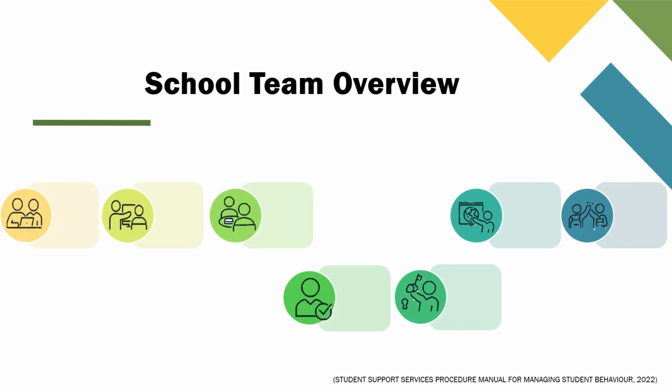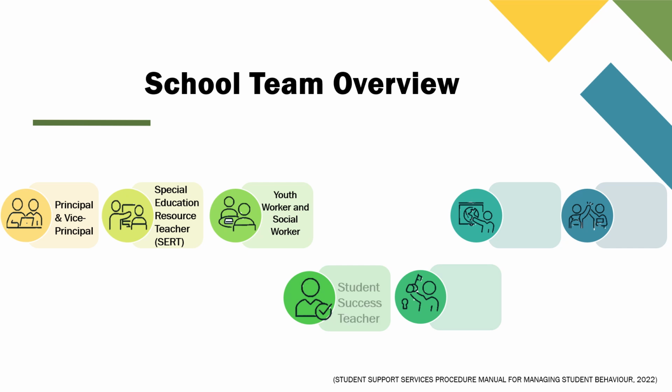One of the foundational ways schools support students with exceptionalities is through the school team. The school team refers to the core group of staff responsible for monitoring and supporting students. This core team typically includes the principal and vice principal, special education resource teacher or CERT, youth worker and/or social worker. And in our secondary schools, students may also be supported by the student success teacher and guidance teachers. For students with specific ongoing concerns, the student's team expands to include the core team plus additional staff who regularly interact with the student, such as the classroom teacher and educational assistants. The school team collaborates to develop a plan that supports the student's success within the school environment.